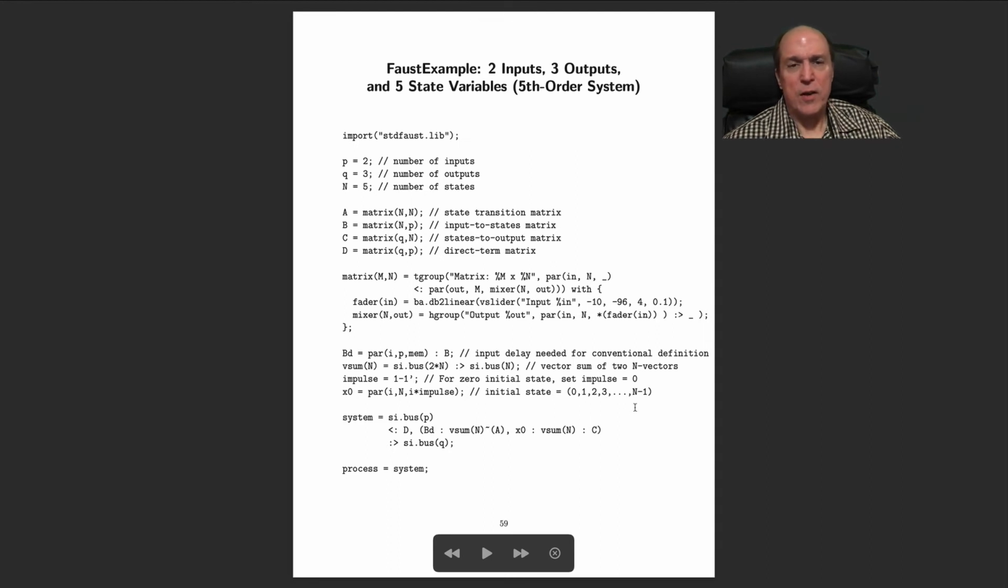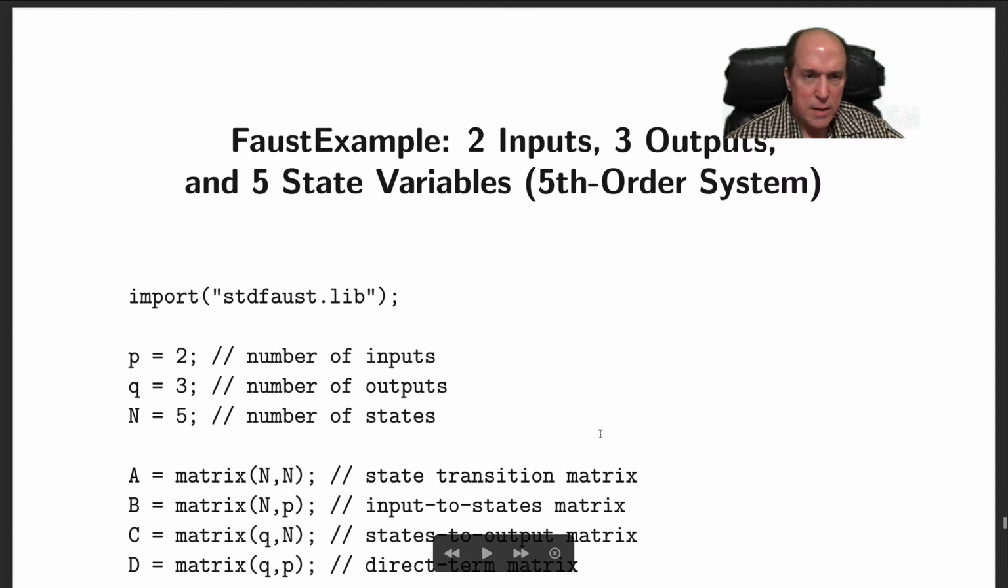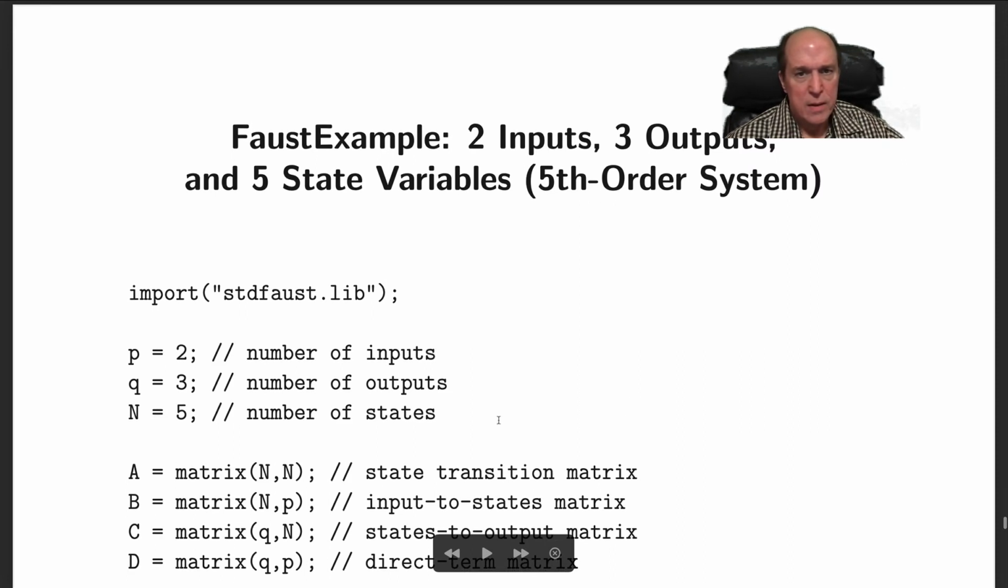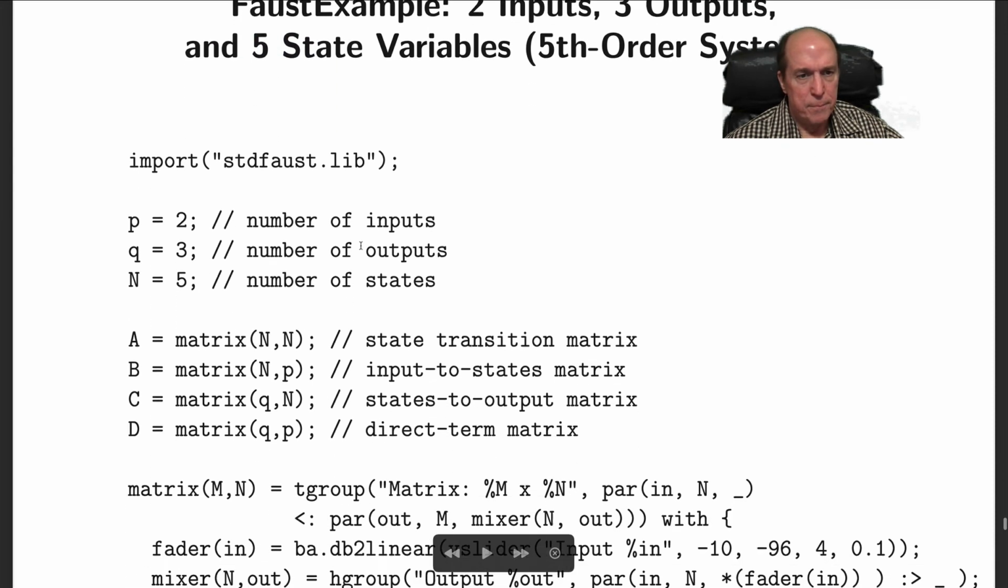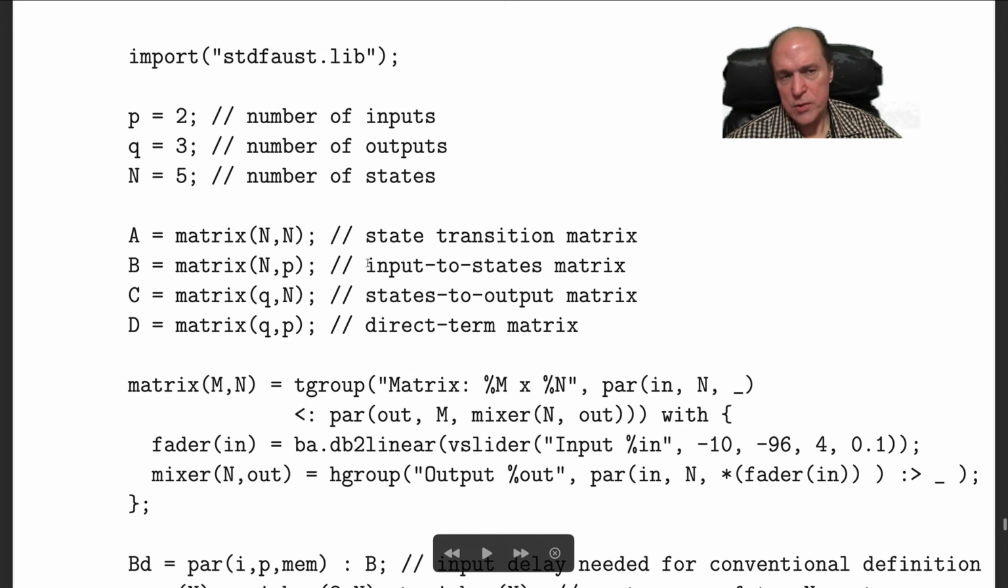Okay, so here's some Faust code that will do this. Let me go into this mode. So we're going to have 2 inputs, 3 outputs, and 5 state variables. So it's a 5th-order system. And I will put this code in the comments down below, or a link to it, so you can download it and try it if you want. So we have 2 inputs, 3 outputs, and 5 state variables.